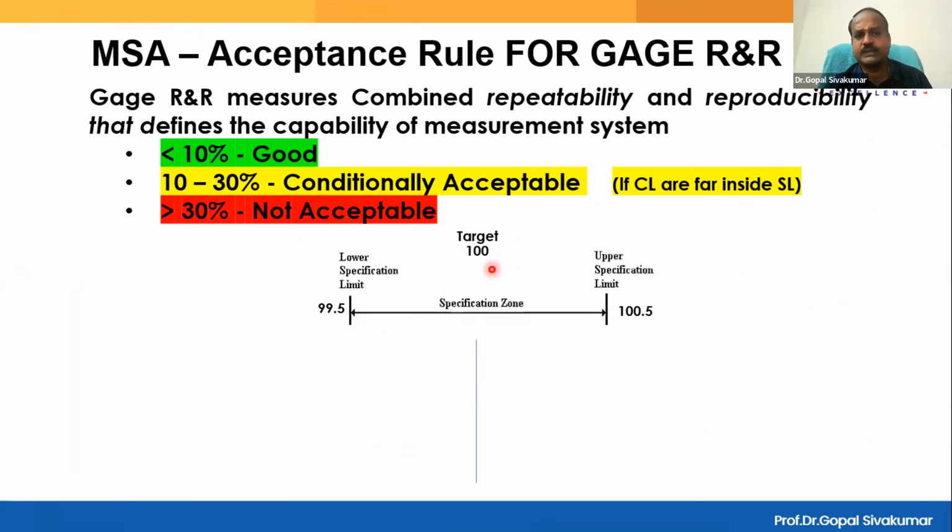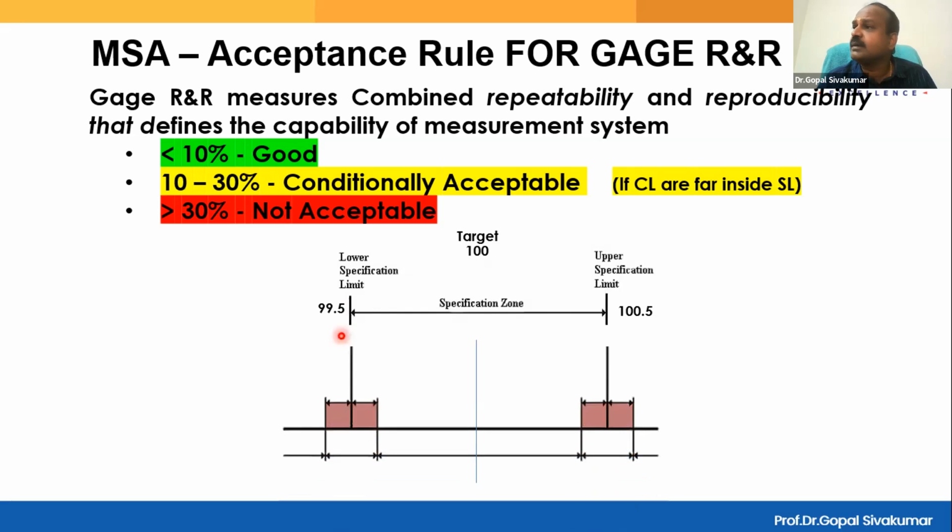What is 100? Target. What is upper spec? 100.5. 100, you can see here. What is lower spec? 99.5. Now I am bringing a few more things.